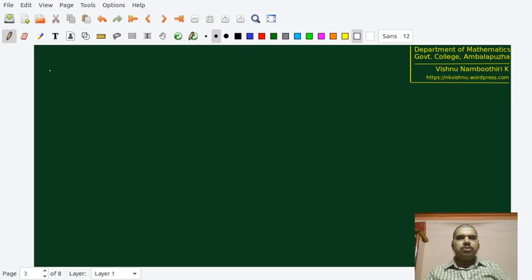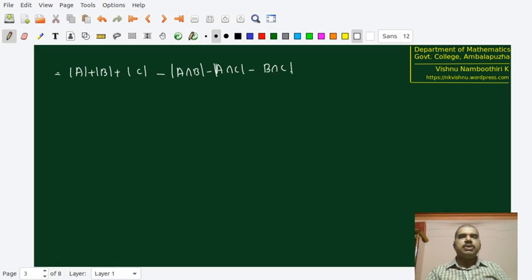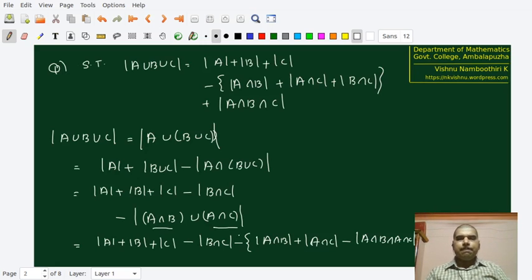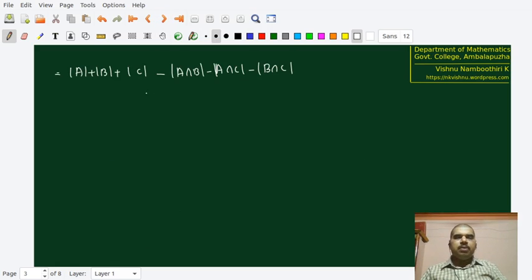Therefore, this is equal to cardinality of A plus cardinality of B plus cardinality of C minus A intersection B, A intersection C, B intersection C. What after that? After that we have minus minus. And now note that A intersection B intersection A intersection C, taking two times intersection will not make any difference. Therefore, we have this is equal to A intersection B intersection C plus A intersection B intersection C. This is what we want.